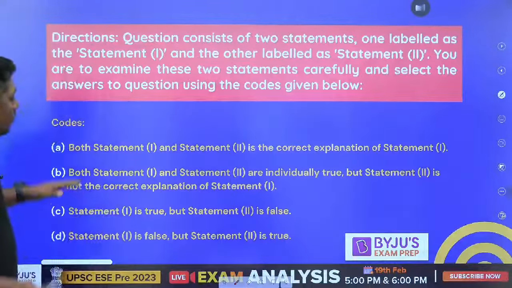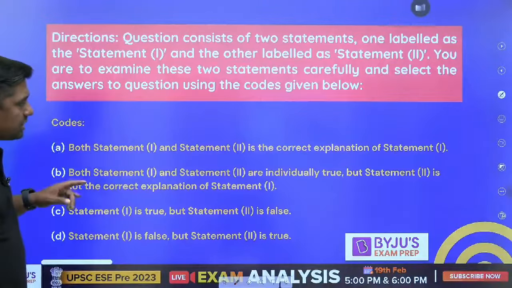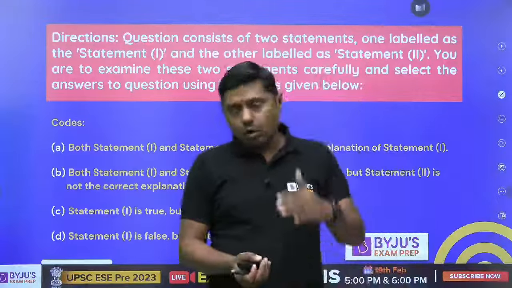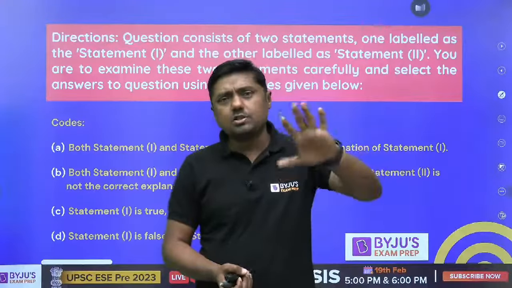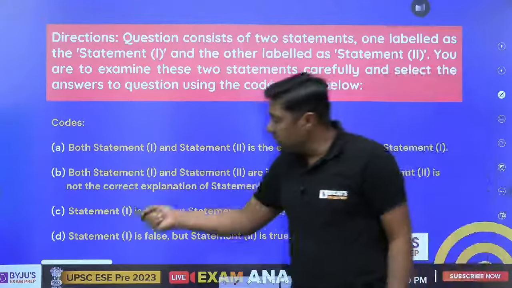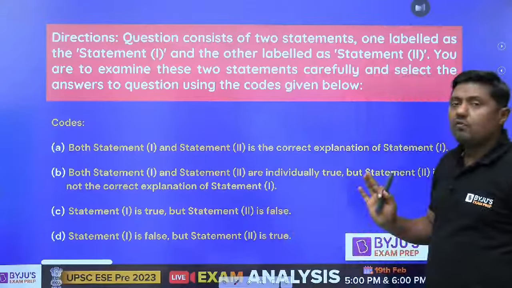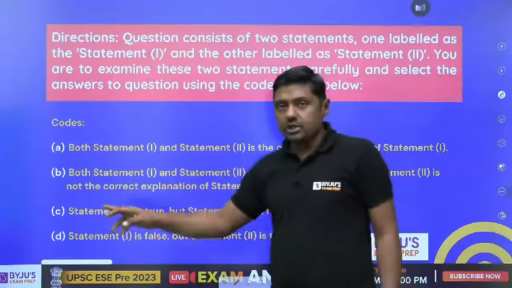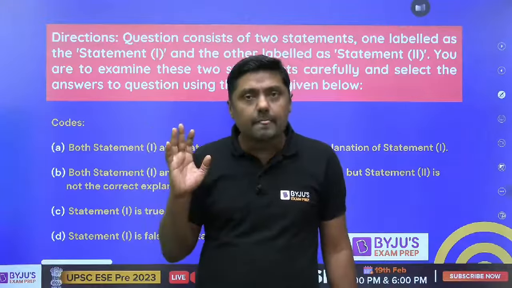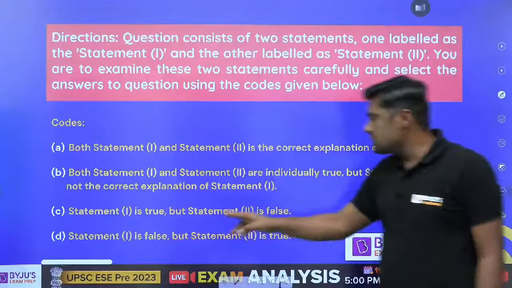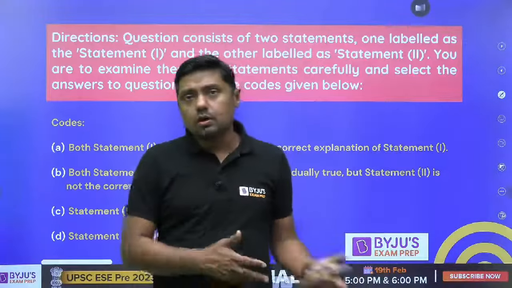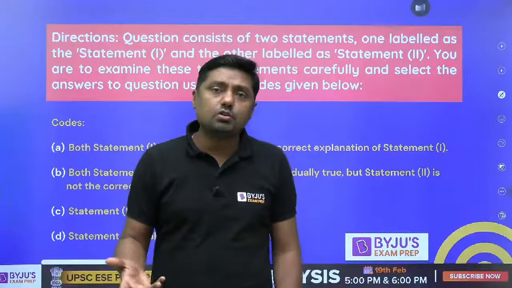Second option: both the statements are individually true, but statement 2 is not the correct explanation of statement 1. No doubt, though both are correct, logically the second one is not the reason for the first one. Third option: statement 1 is true, but statement 2 is false. So this is a very easy option. If statement 1 is true and statement 2 is false, then directly we can give the answer C. Then the fourth one: statement 1 is false, statement 2 is true. Again it is an easy option. If in D the second statement is correct and the first statement is wrong, directly choose it.